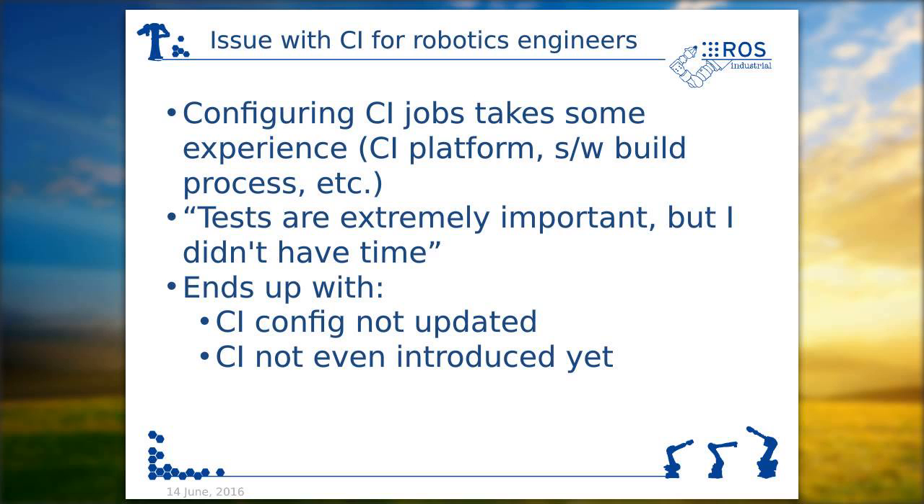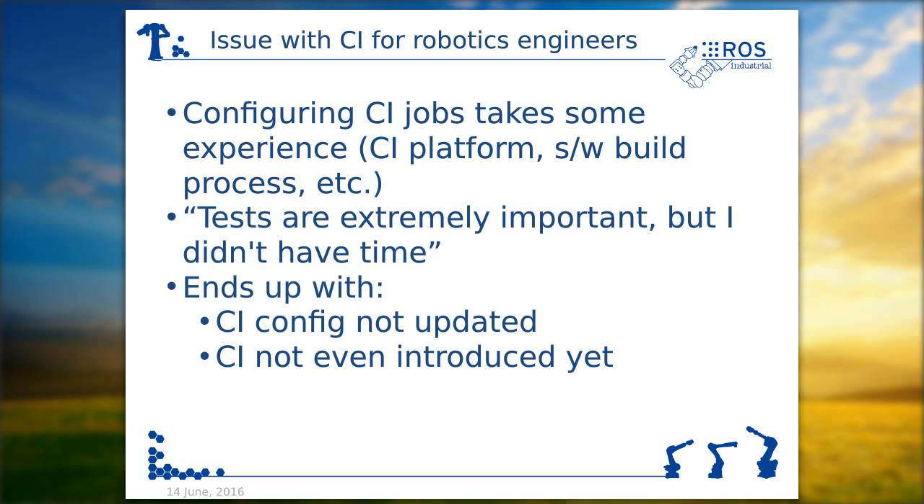And then also in order to configure the CI jobs, you have to know at least some level of software development, a software building process, like build and install, and what kind of tests you want to run. All these are probably additional tasks for most robotics engineers. So it's totally understandable that robotics engineers tend to push this away for future work, and end up with the CI configuration not updated for a while, or not even introduced yet with your repository.